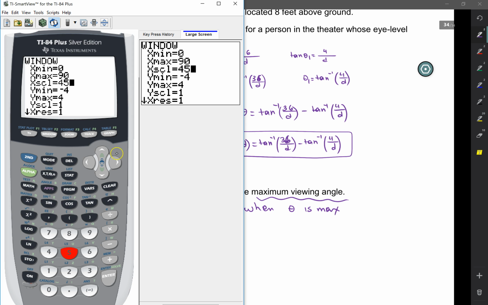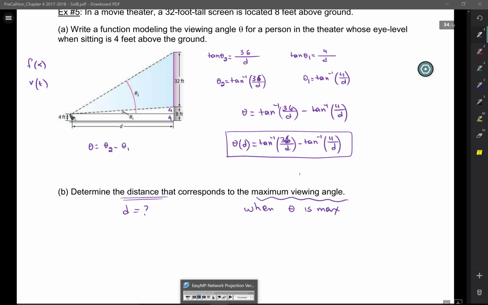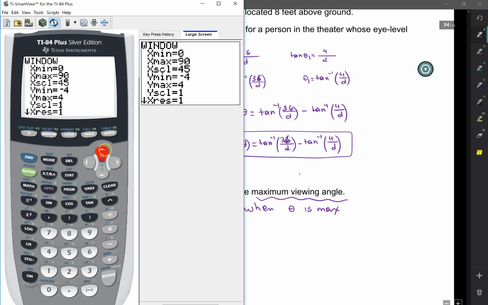Now the y, oh, hang on. Sorry, I said this wrong. Our x value is the d, the distance. So if this is 32 feet, what do you think? This is going to be a lot more, right? So why don't we go from 0 to 100? I did that wrong, sorry. 0 to 100. And the x scale, let's make it 10. Okay, y is our theta. Let's go from 0 to 90.